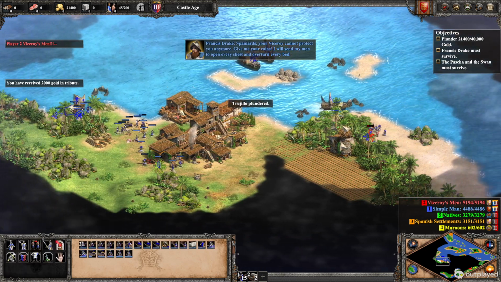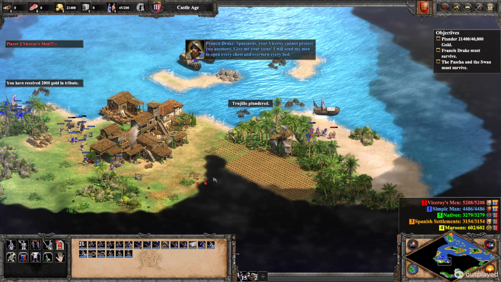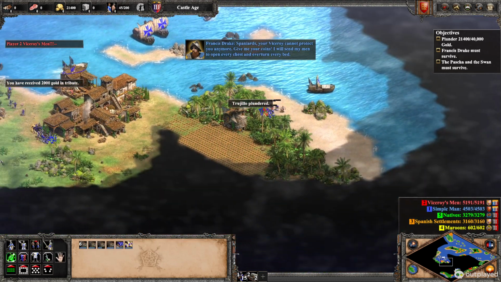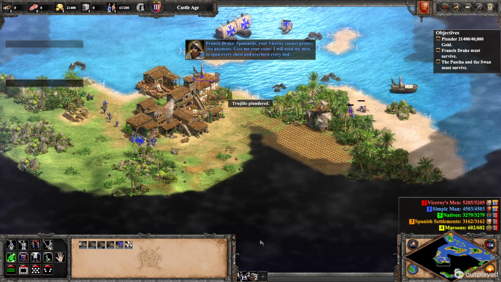Spaniards! Your viceroy cannot protect you anymore. Give me your coins, or I will send my men to open every chest and overturn every bed.